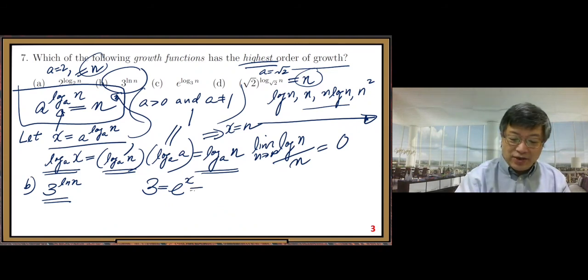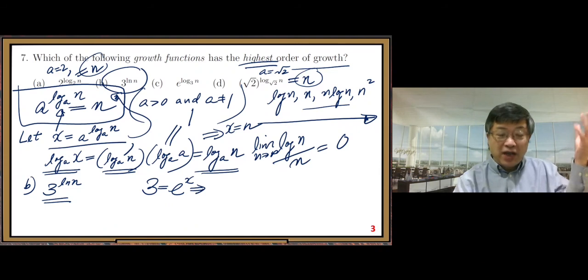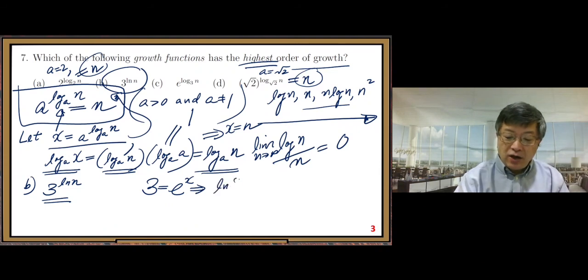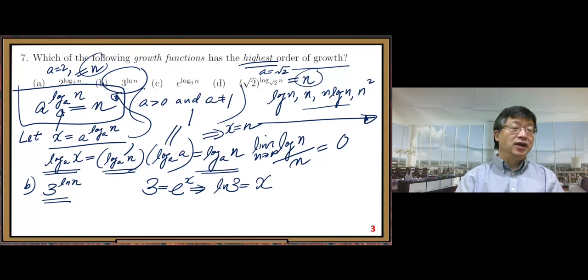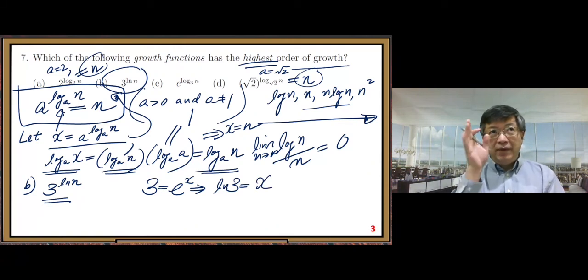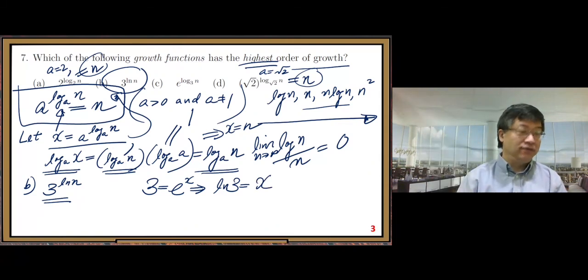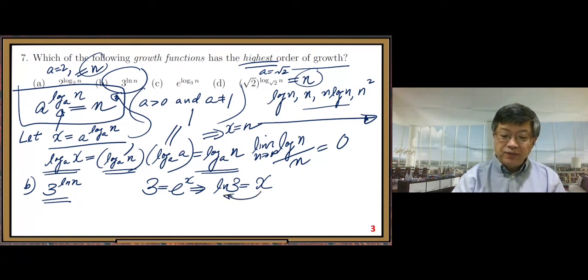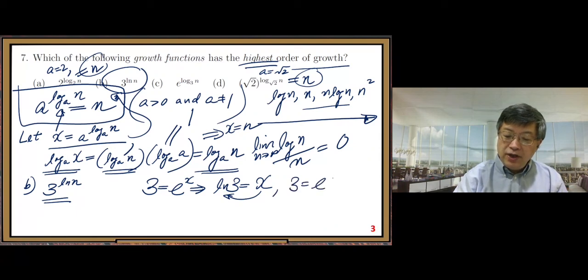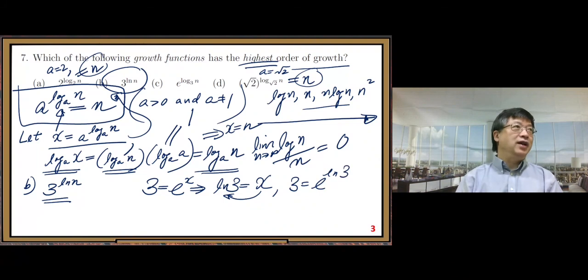Because we just take the natural log of both sides. Natural log of 3 equals x. On the right-hand side, when we take log base E, we get x. So in this way, we have the expression for x. So then 3 equals E to the natural log of 3, right?